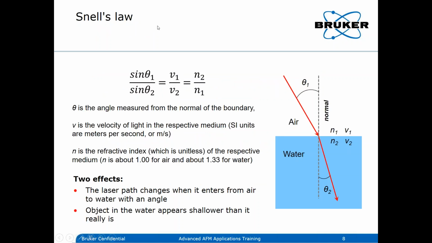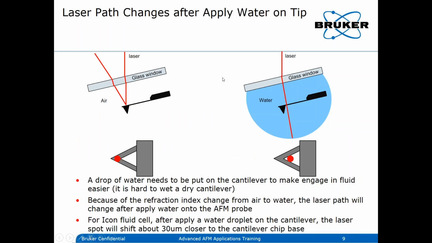Something about Snell's law, just about more or less that the laser light, or light in general, is reflected differently in water than in air. Overall, this has 2 effects here. The laser path changes when it enters from air to water with an angle, and the objects in the water appear shallower than they really are, which can also be observed, of course, in nature, but for sure on the icon system and also on the multi-mode. This means the laser path changes after water is applied on the cantilever.